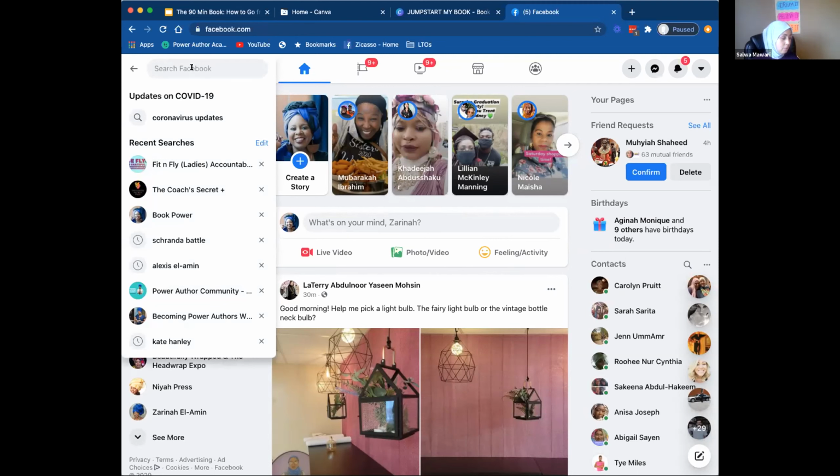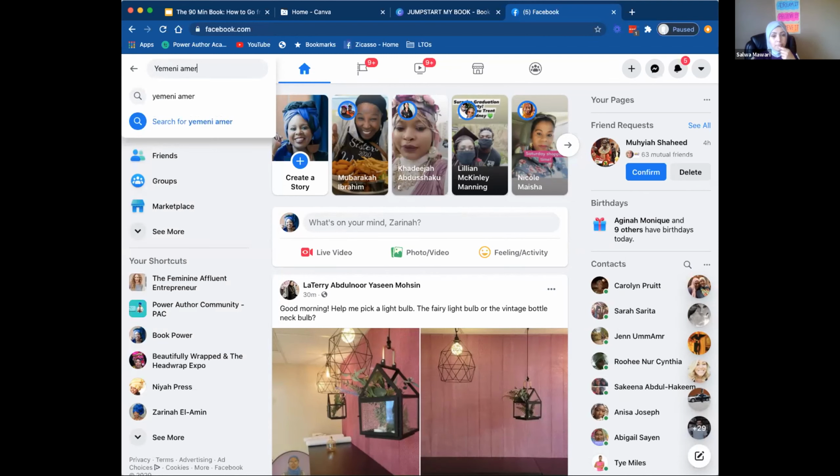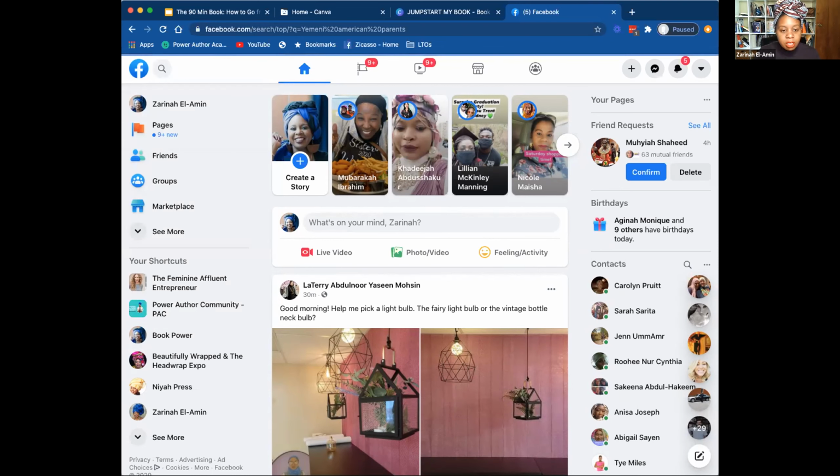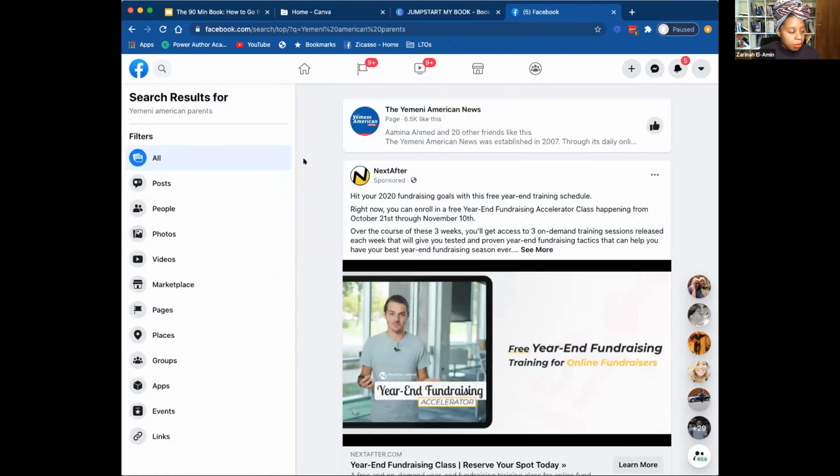I narrowed it down to Yemeni American parent, mom or dad. So let's just see what comes up if we type in Yemeni American parents. I forgot this computer is the slower one. I should probably open up on this side too.